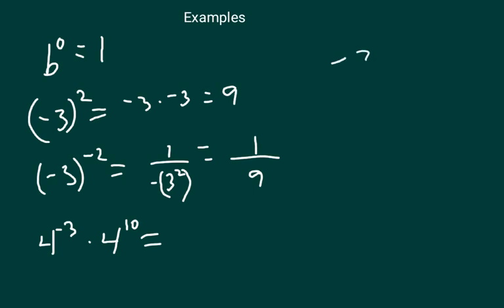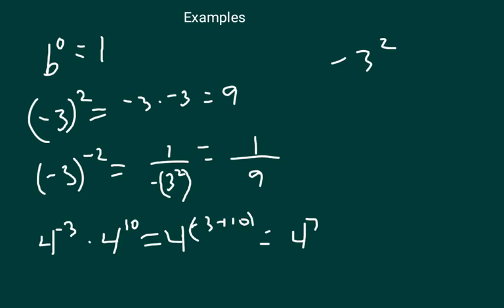Let me come back to that in a second. I'll tell you why. Then 4 to the negative third power times 4 to the 10th power would be 4 to the negative 3 plus 10, which is 4 to the 7th.